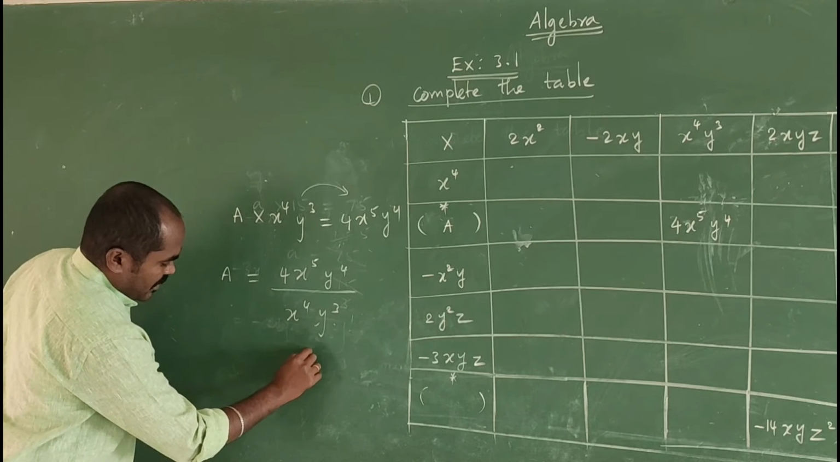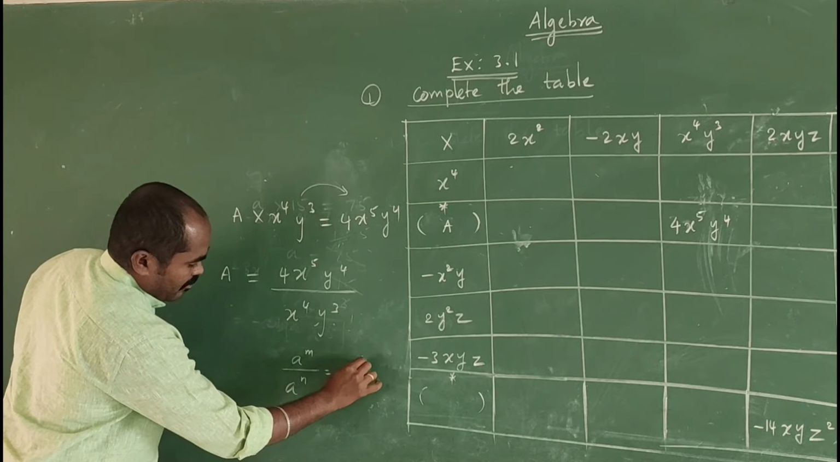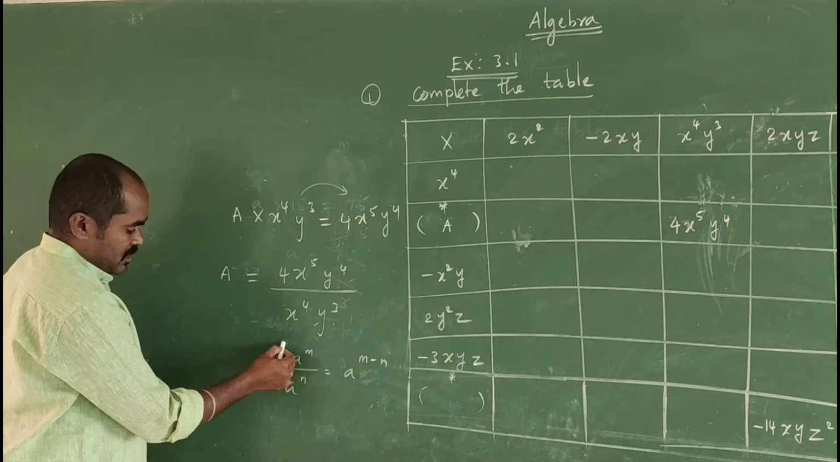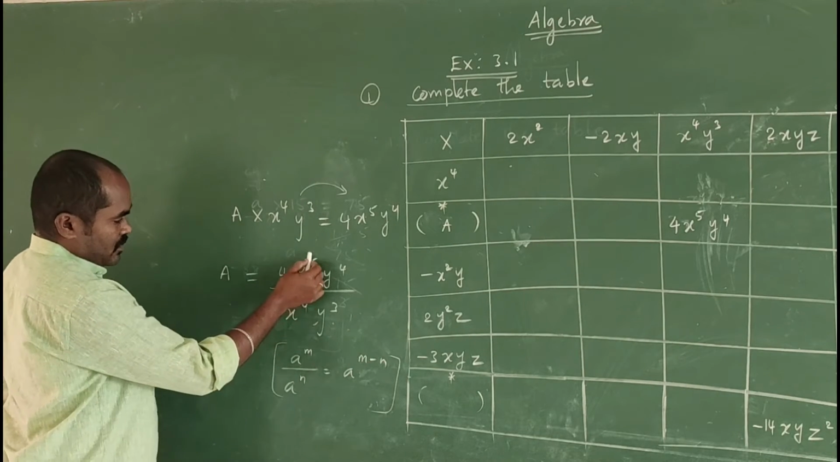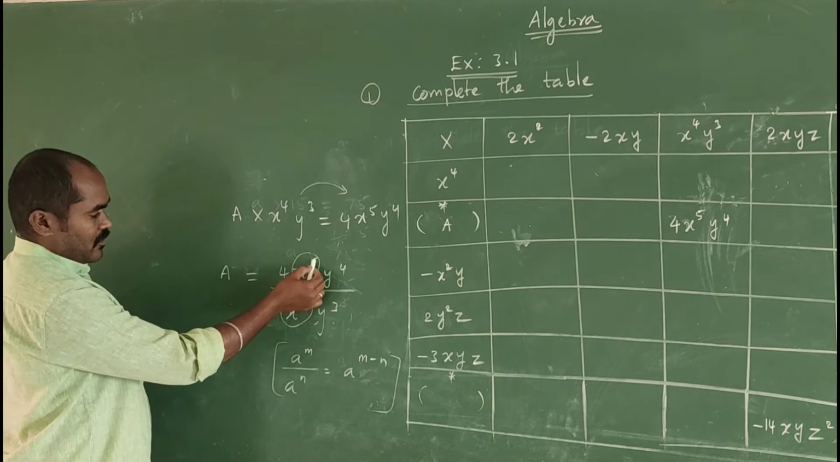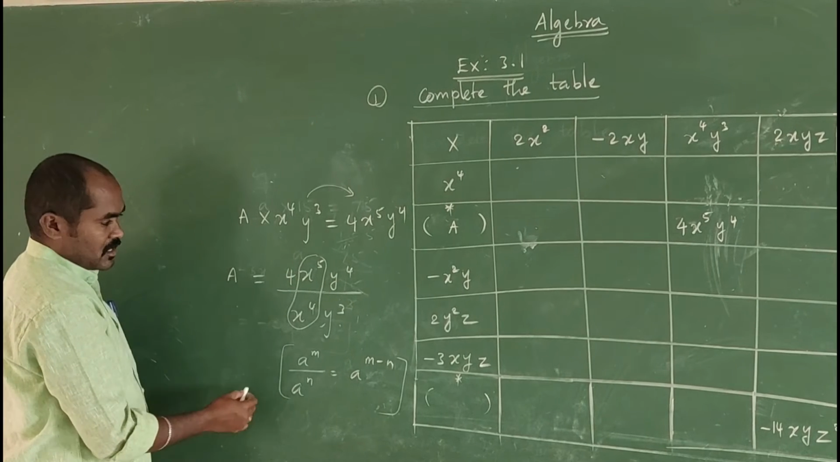Exponent law, a power m by a power n is equal to a power m minus n. So using this exponent, solve this term. These two terms are same base. x power 5, x power 4. So x power 5 minus 4 is x.